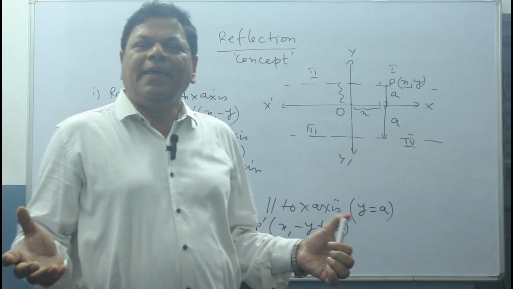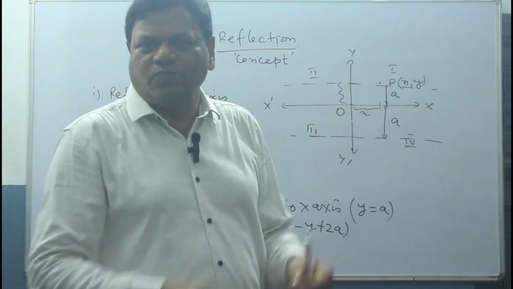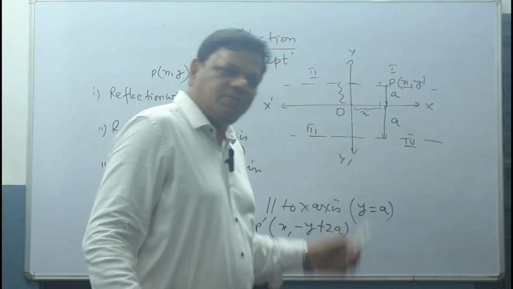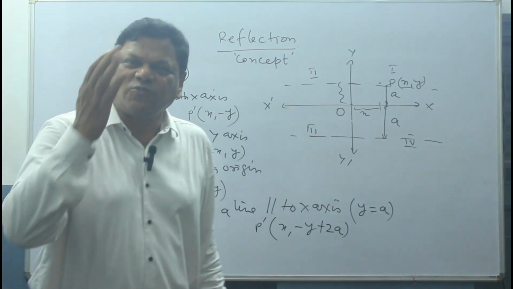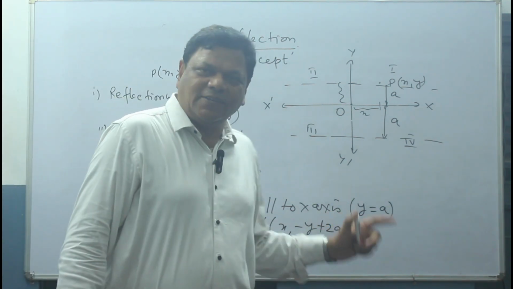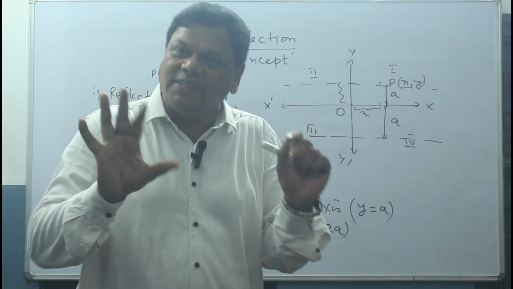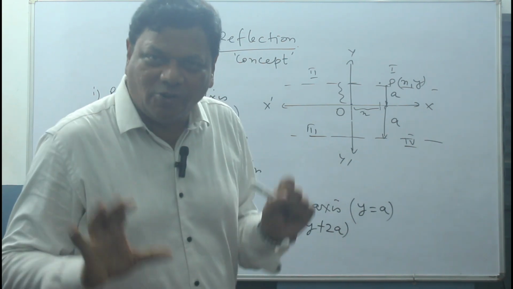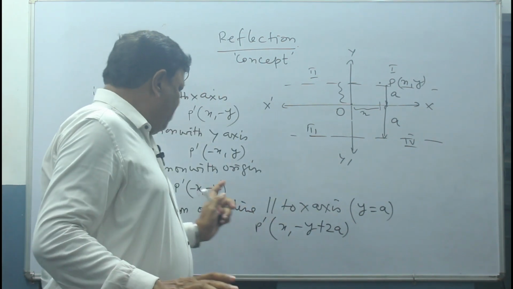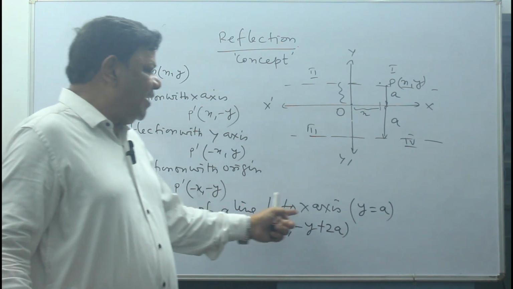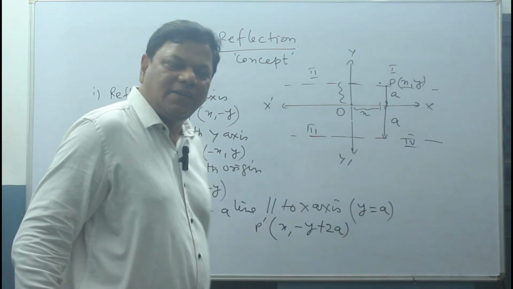What is the value of a? If a is 2, that means 2 into 2. If the value of a is minus 2, then 2 into minus 2. That plus or minus is given in the question. Okay children? Don't get confused with this one. So, reflection of a line parallel to x-axis, y equal to a.